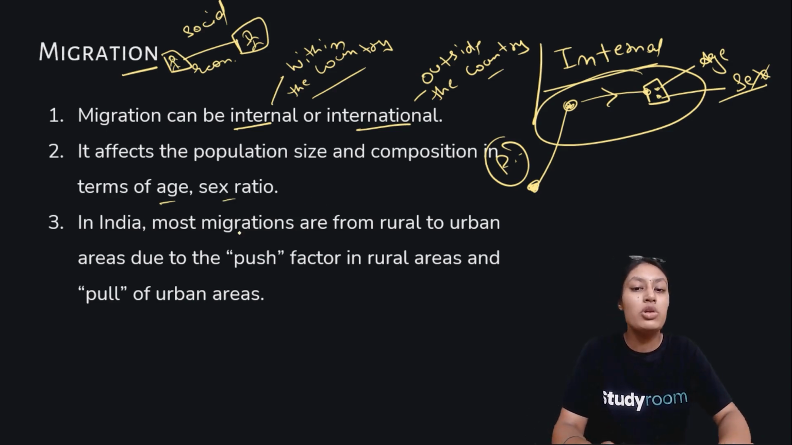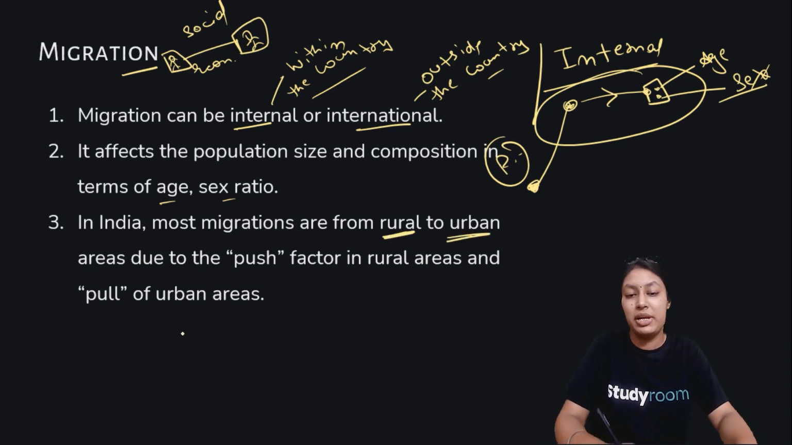Now, migration is very prevalent in India. We have seen people moving from one state to another. Also, you do not require a passport or visa to move to another state, right? So that is why it is quite feasible for people. Now, why does that happen? Majorly, people in India move from rural to urban areas. Why do they move from rural to urban areas?